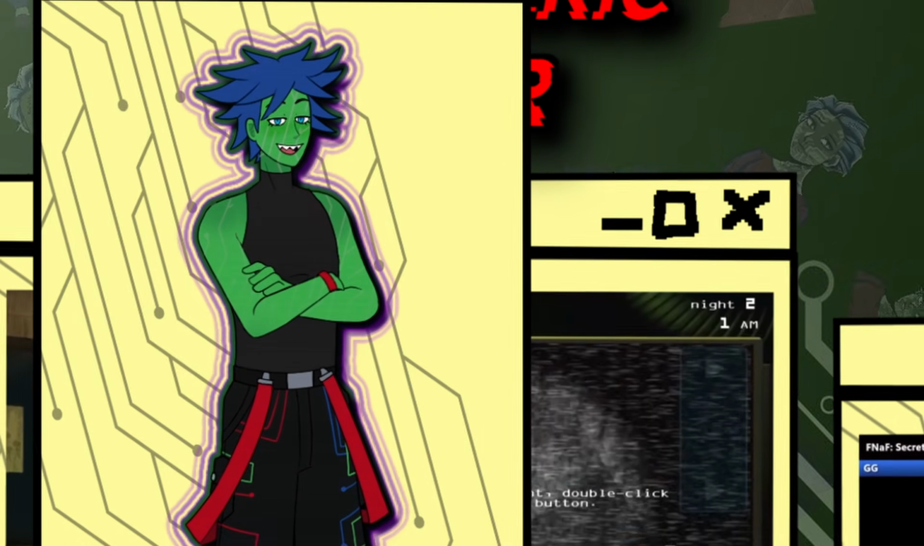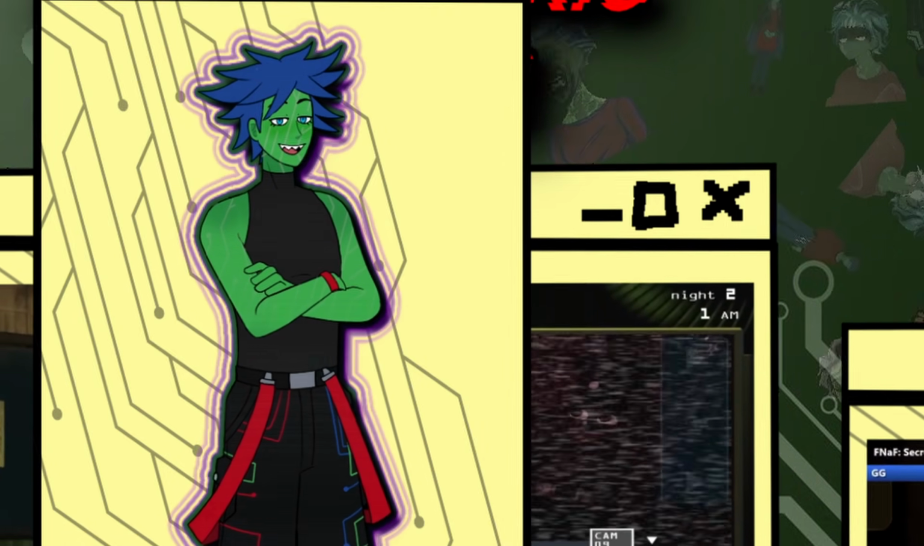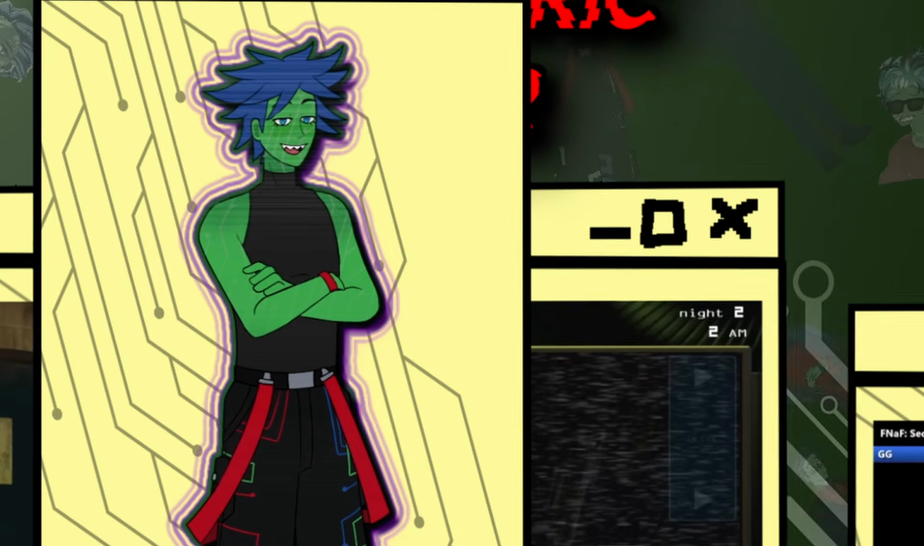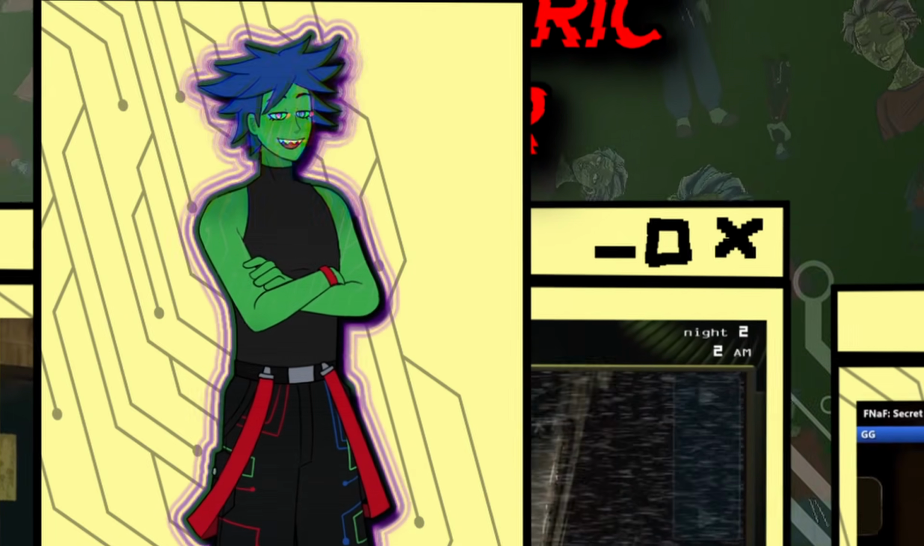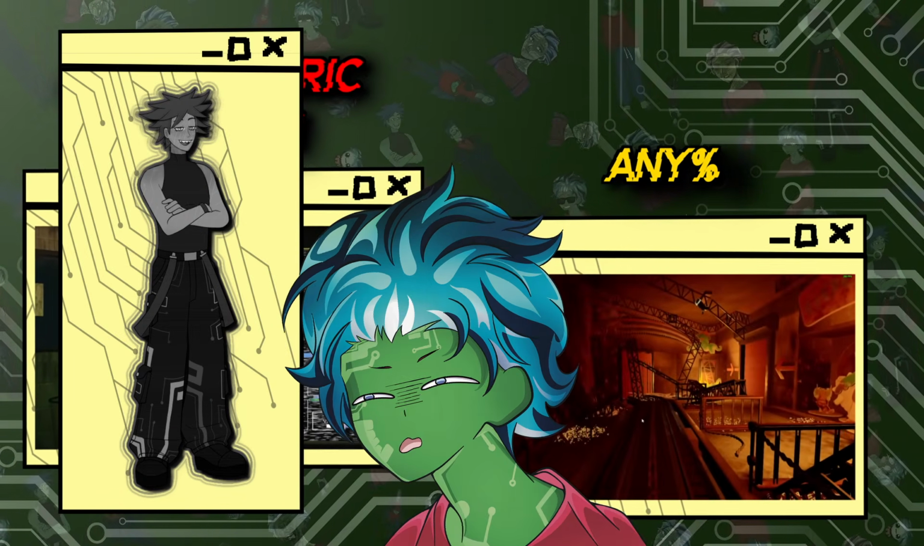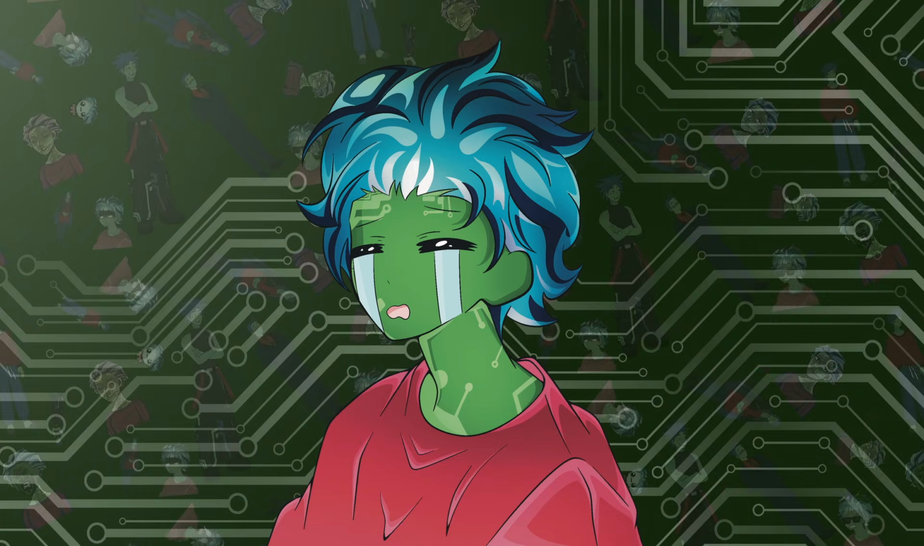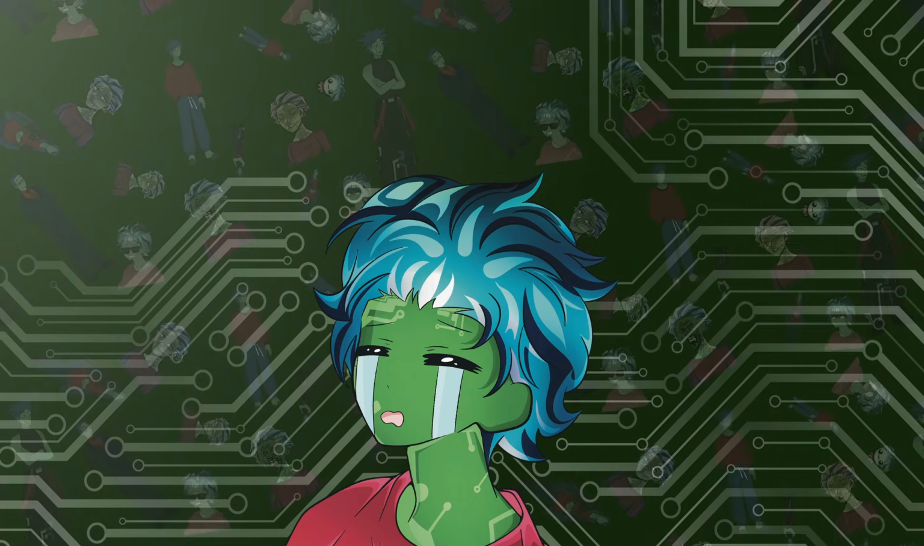Well, FNAF 1 through 8 are handled by Scott Cawthon and are made in Click Team, while FNAF 9 and 11 are made by Steel Wool and Unreal Engine 4. Big difference being, one is 2D, one is 3D. This, however, is bad and sparks the beginning of the end.